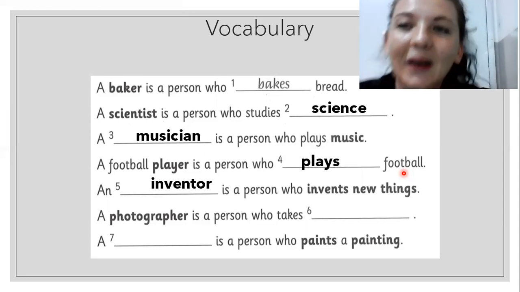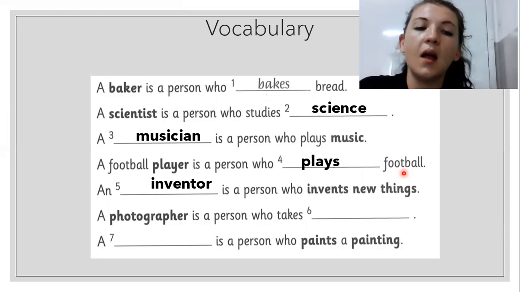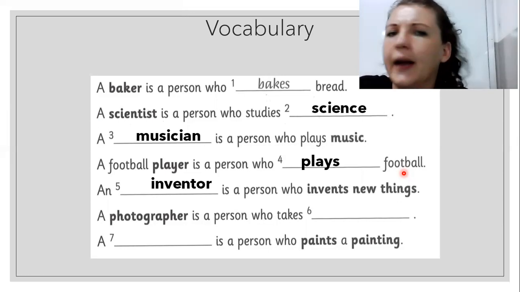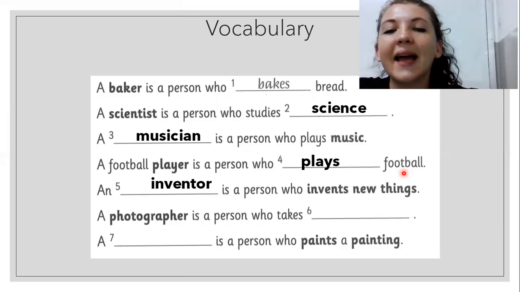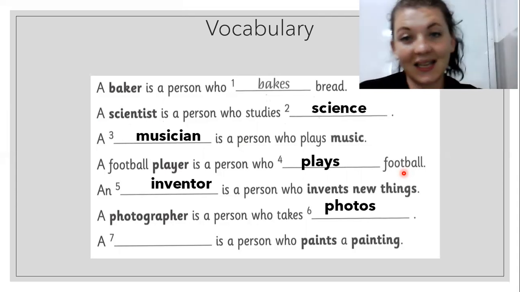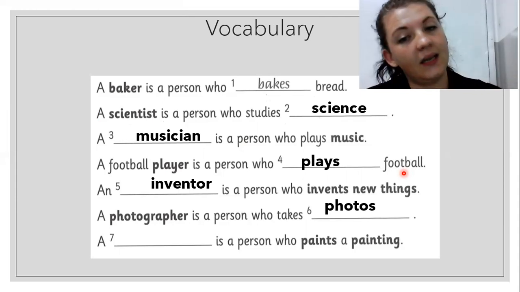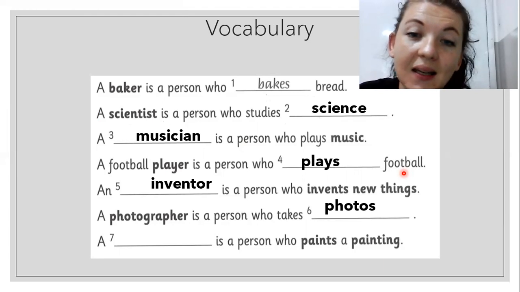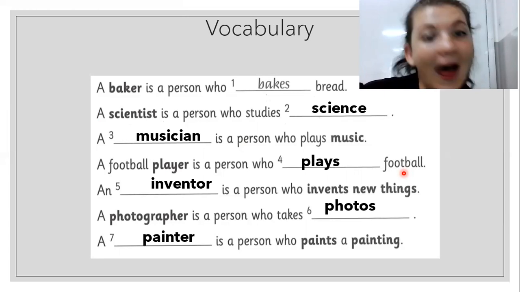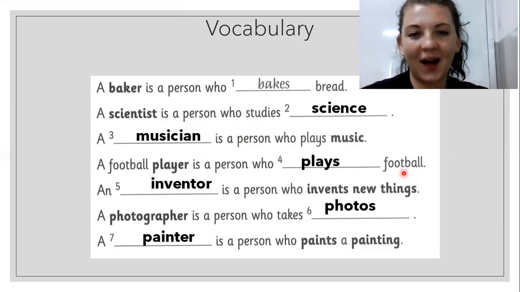Good. Let's look at number 6. A photographer is a person who takes, what does a photographer take? Does it take your cake? It takes photos. And our last sentence, a what is a person who paints paintings? What do we call a person that paints paintings? A painter. Good job. Okay, let's move on to our next slide.